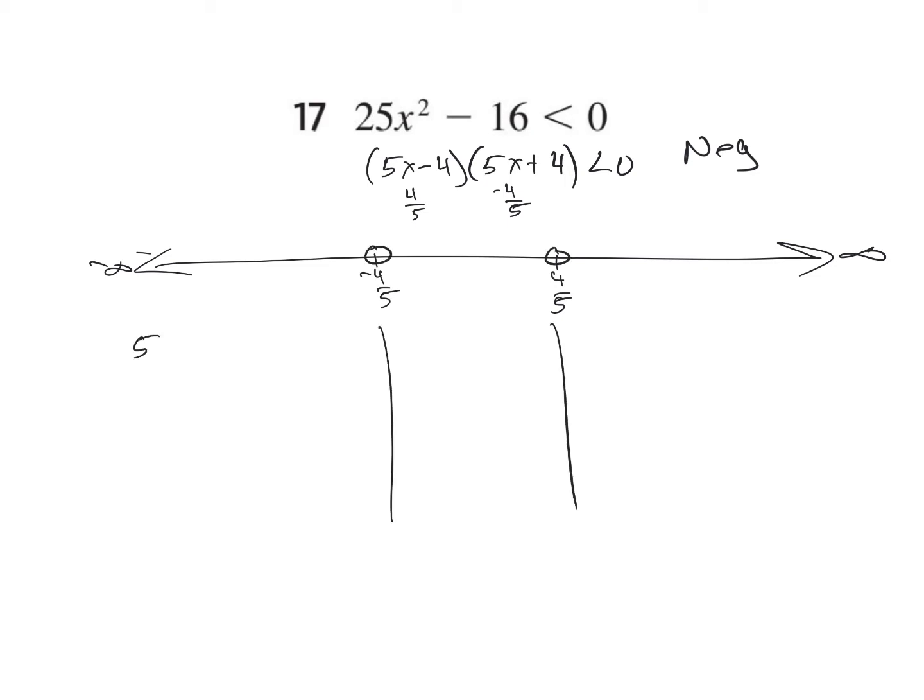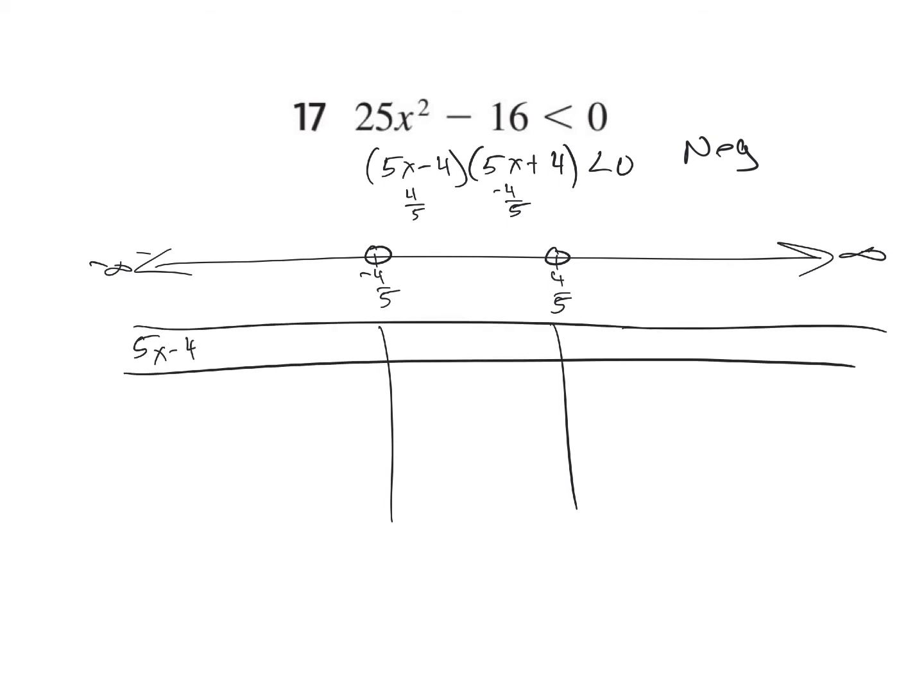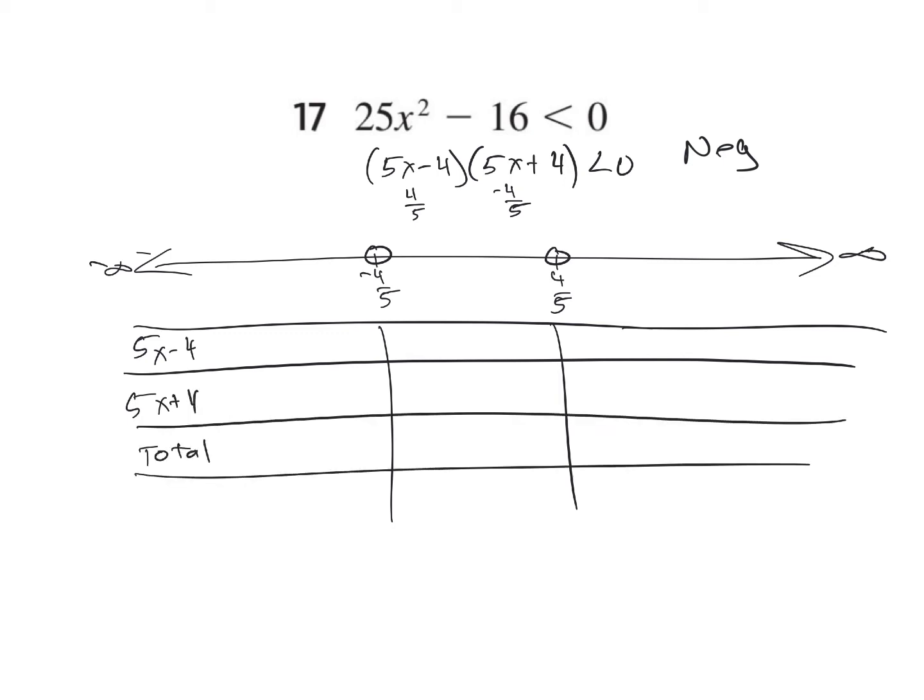And we have 5x minus 4, 5x plus 4, and our total. All right, less than negative 4/5. How about negative 1? 5 times negative 1 is negative 5, minus 4 is negative. 5 times negative 1 is negative 5 plus 4 is negative. Multiplied together, give us positive. All right, so we're not looking for those.